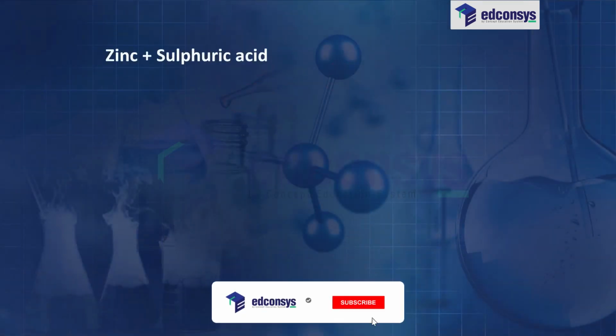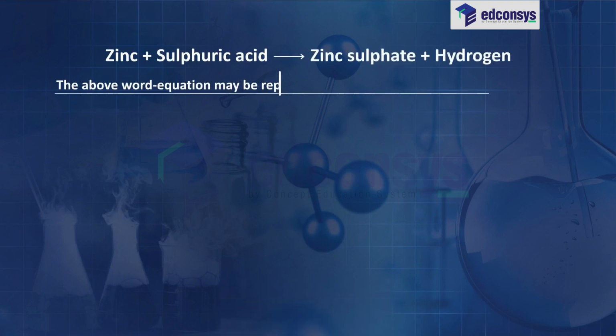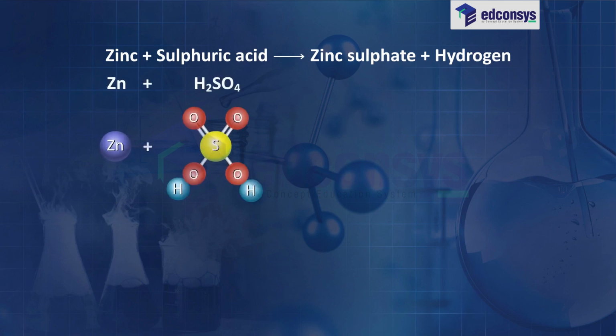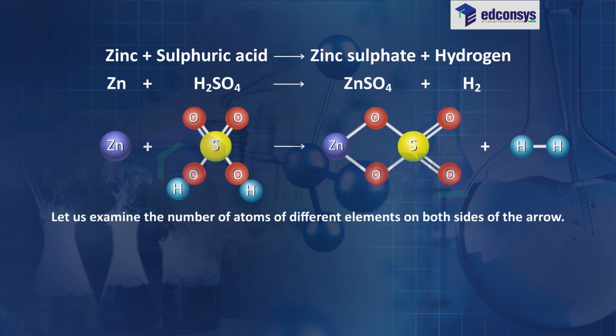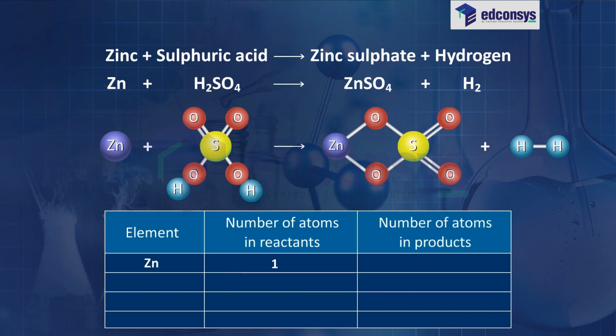Zinc plus sulfuric acid gives zinc sulfate plus hydrogen. The above word equation may be represented by the following chemical equation. Zn plus H2SO4 gives ZnSO4 plus H2. Let us examine the number of atoms of different elements on both sides of the arrow. Element Zn. Number of atoms in reactants equals 1. Number of atoms in products equals 1.